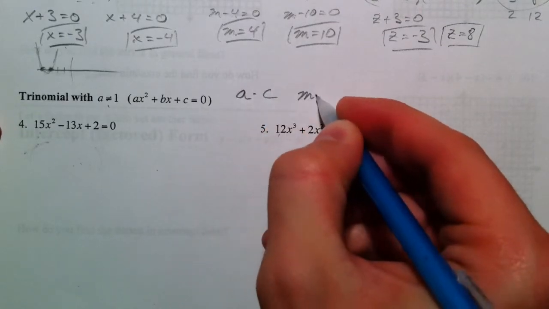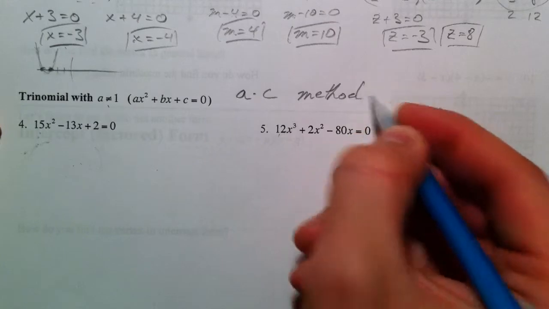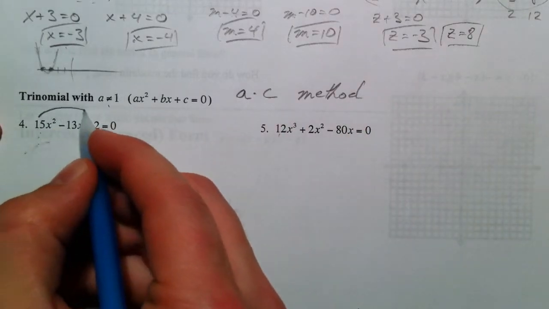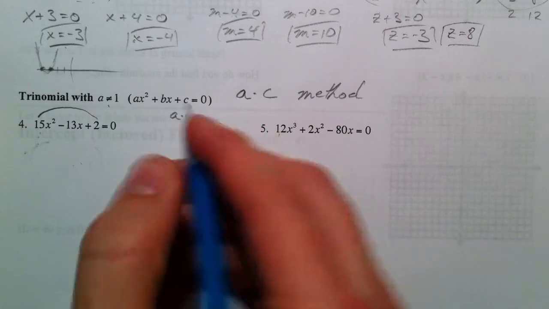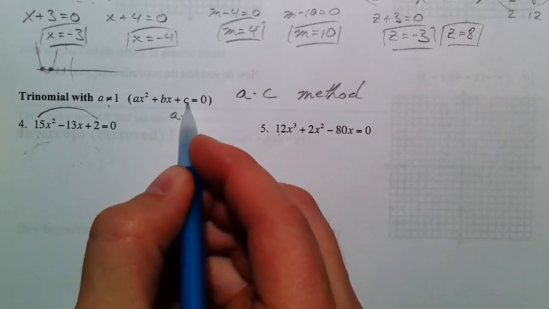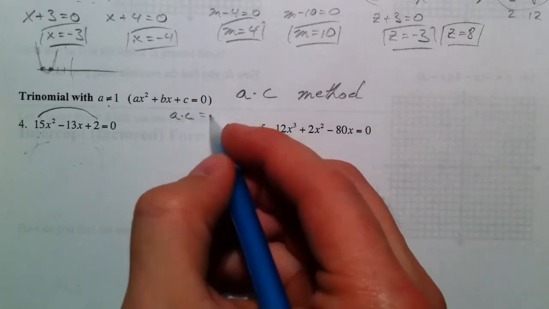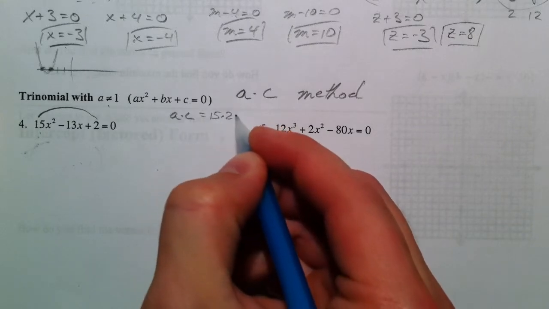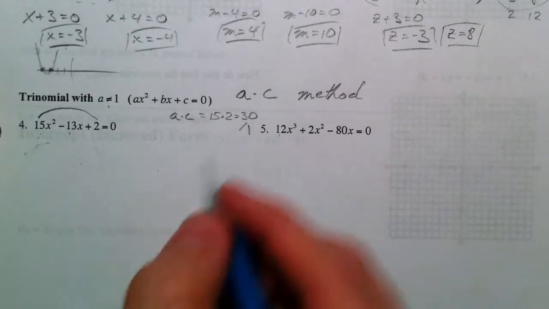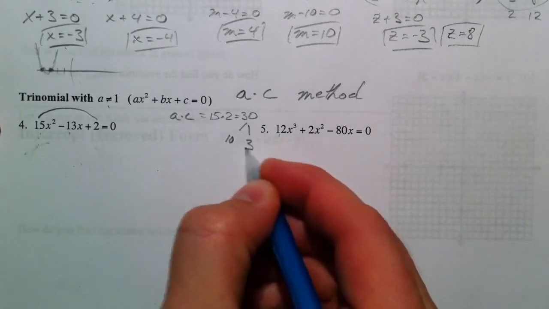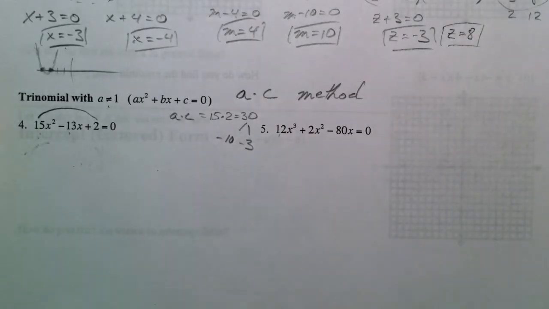AC method. And I call it the AC method because I start off by multiplying A times C, the number in front of the x squared and this constant. So 15 times 2 equals 30. What multiplies to 30 and adds to negative 13? Well, that's 10 and 3, and a negative 10 and a negative 3.